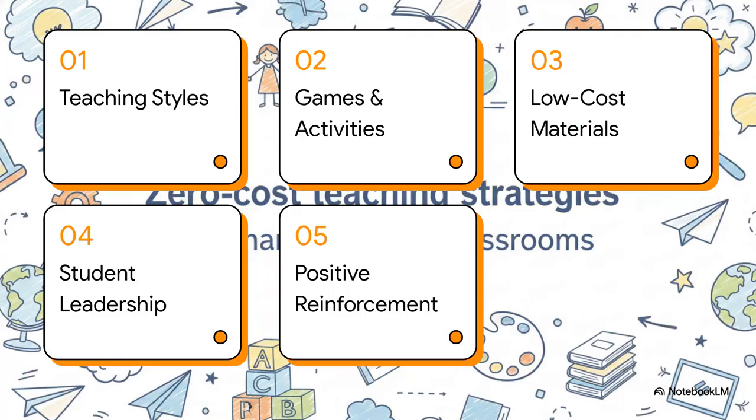Okay, let's dive into this 5-part toolkit that's going to completely shift your classroom dynamic. We'll be covering 1. Transforming traditional teaching styles. 2. Using games and activities. 3. Utilizing local and low-cost materials. 4. Encouraging student leadership. And finally, 5. The power of positive reinforcement.